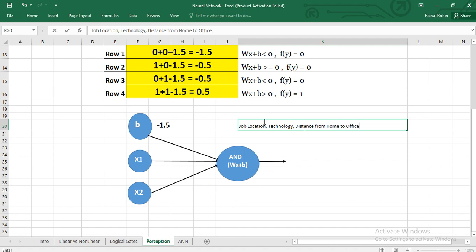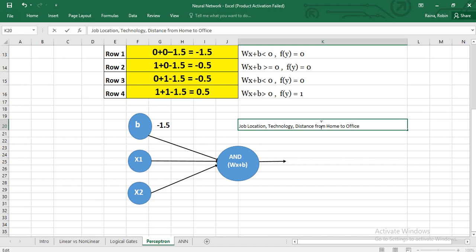So these are my three conditions. If you see, the inputs are three: x1, x2 and x3. Now what matters a lot for me, let's say job location is very important for me. I weight it more since I want to be in the same city. Second priority is the technology. Distance from home to office is the least priority.